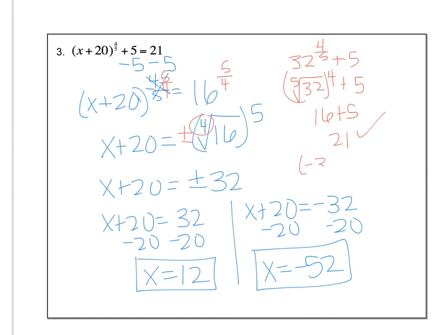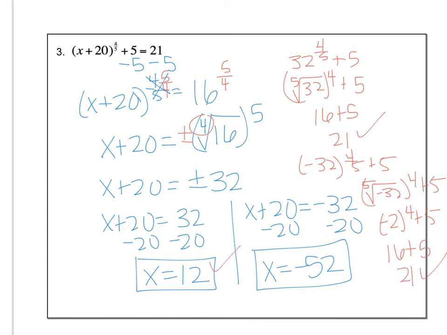And then when I do negative 52, it just gives me a negative 32 under the rational exponent. And then I would take the 5th root of negative 32 and then to the 4th power plus 5. That's going to be negative 2 to the 4th power plus 5. This is why we had to put the plus or minus sign. When I take that to the 4th power, it really becomes positive 16 plus 5, which is 21. Check. So they both work.